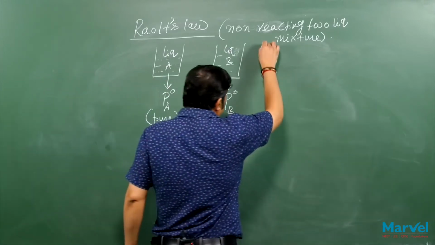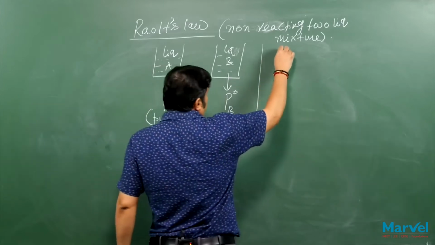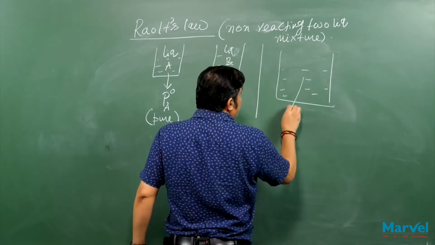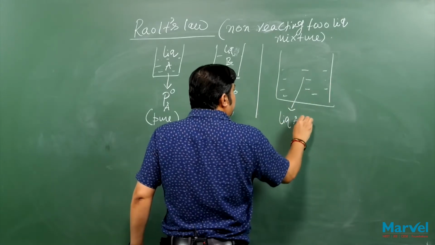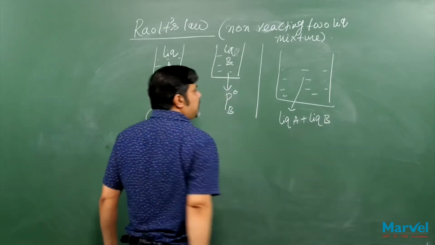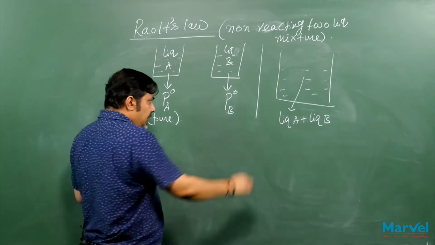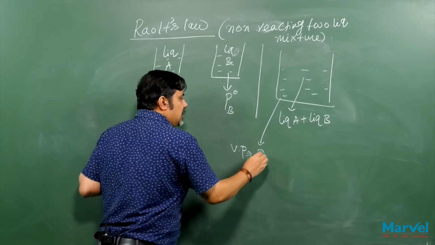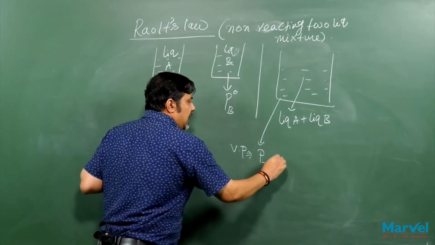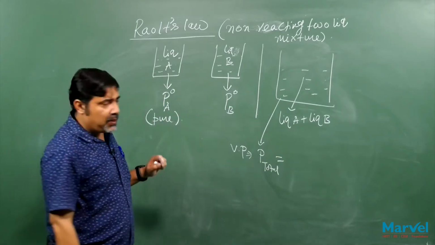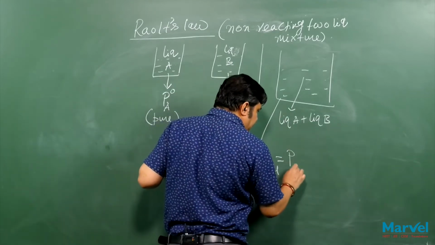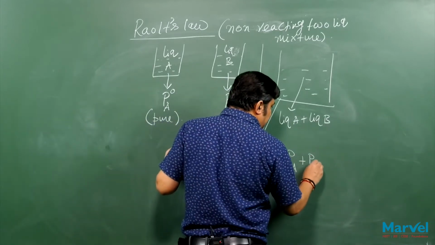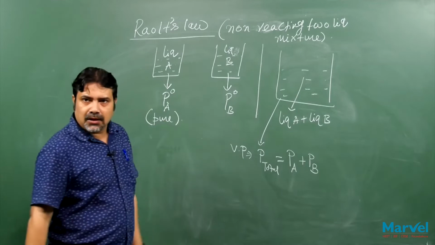Now when you are mixing these two liquids, liquid A plus liquid B, which are non-reacting to each other, the vapor pressure is nothing but P total, and this will be the vapor pressure contributed by A in the solution, PA, plus the vapor pressure contributed by liquid B, PB. Got the point, my dear?